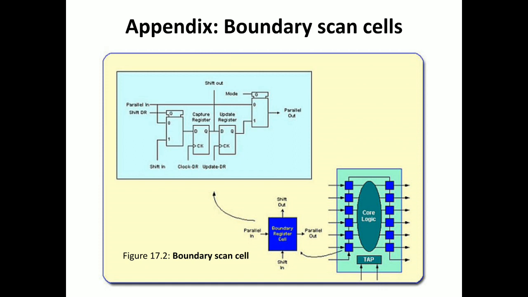This concludes design for test, second method, scan design and boundary scan. Another method is built-in self test. We will cover it in the next class.